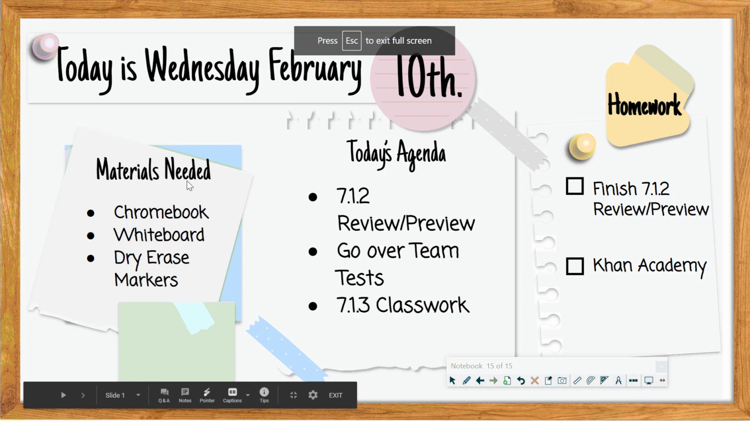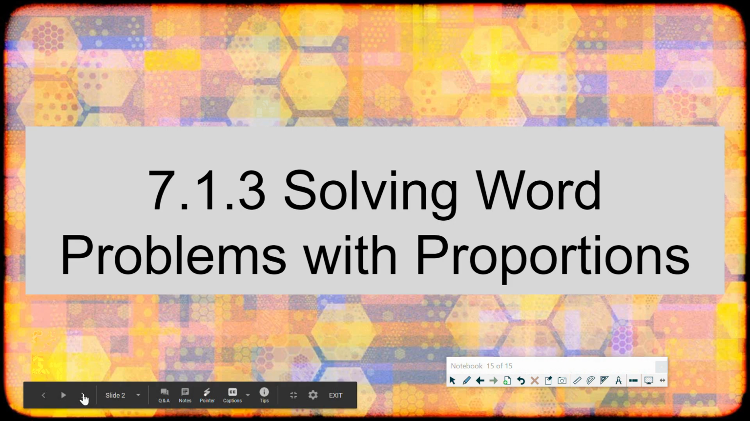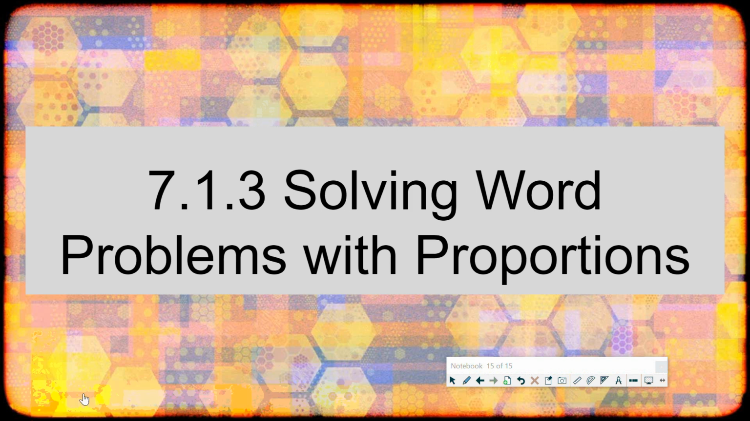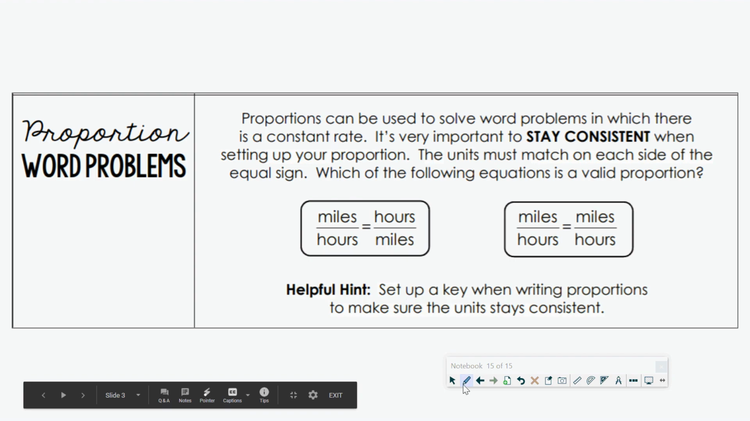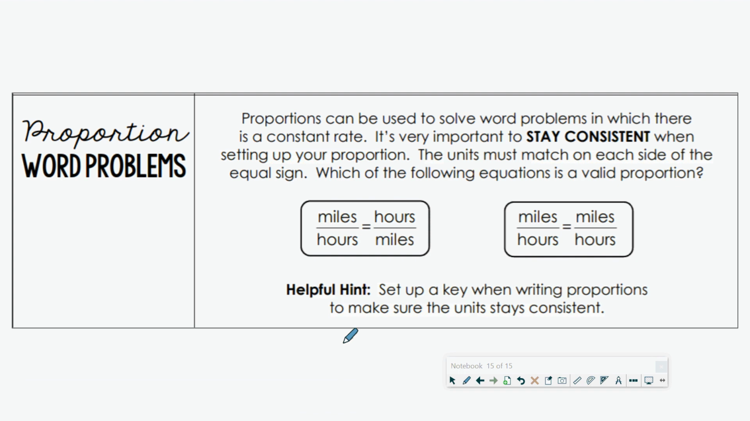Hi, this is a video to go over the 713 classwork. So 713 is on solving word problems with proportions. This first problem says, proportions can be used to solve word problems in which there is a constant rate. It is very important to stay consistent when setting up your proportion. The units must match on each side of the equal sign.